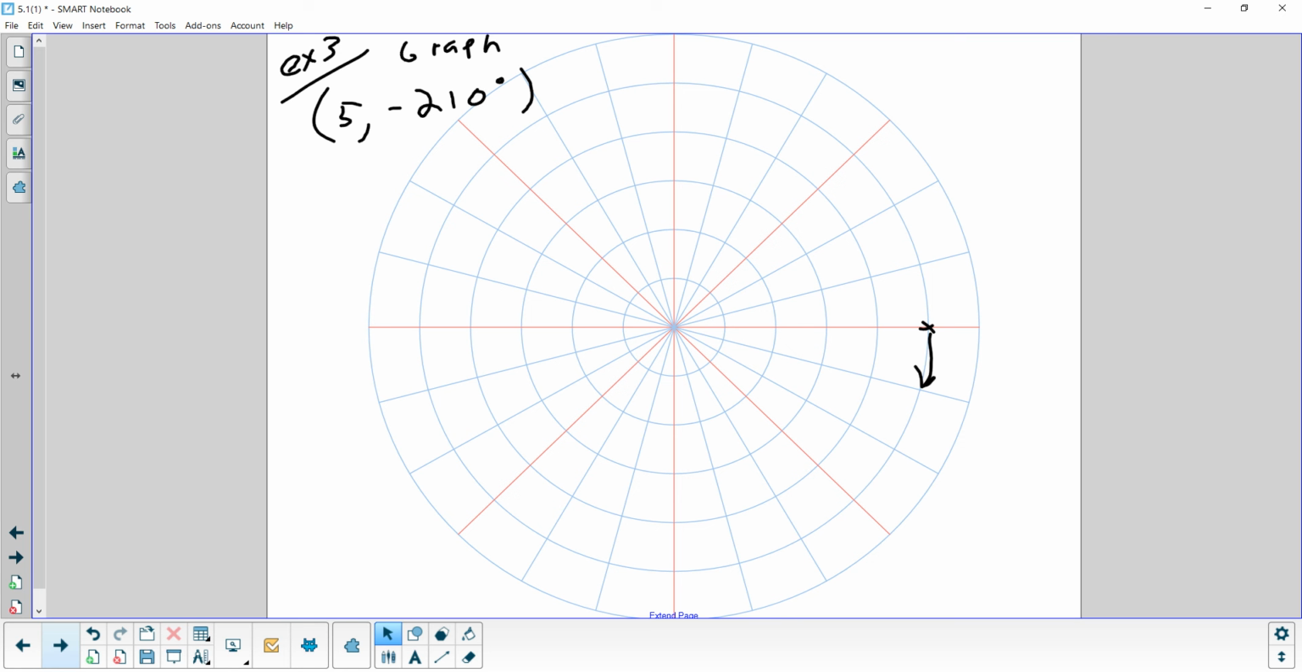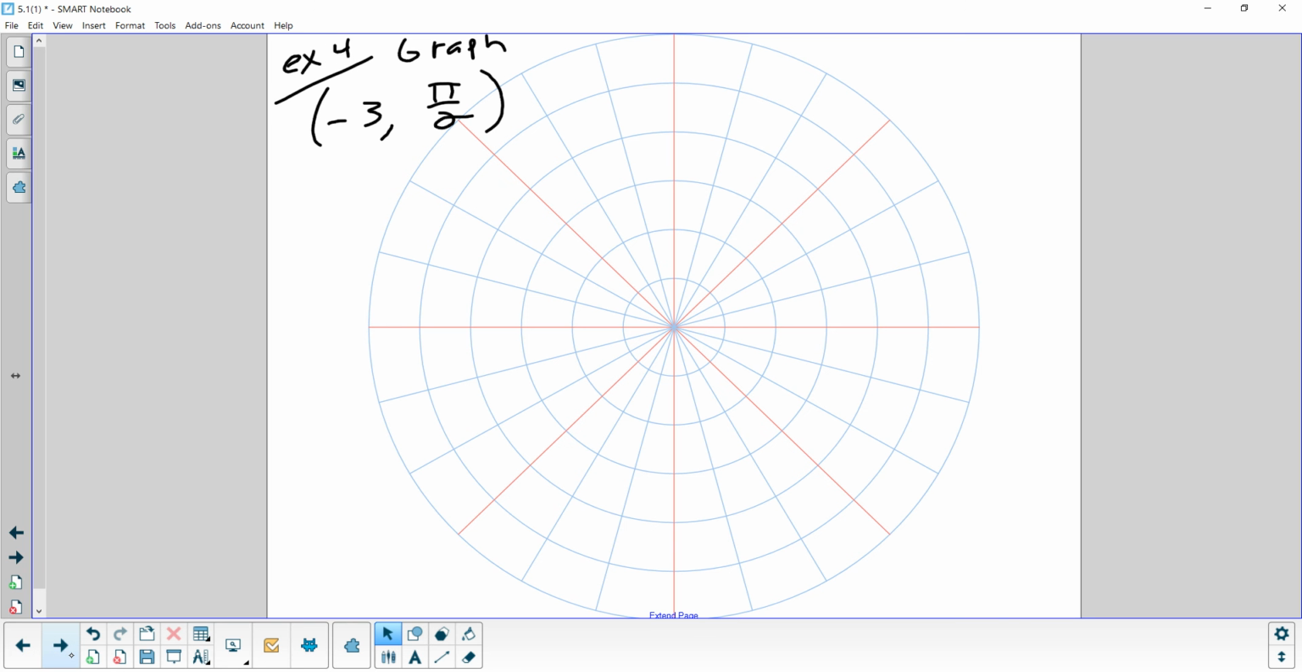Well, if I go halfway around, how much is that? If I go halfway around? So how much is halfway? Halfway would be 180. So halfway is 180, so I got to go how much more? 30. 30 more. So let's go halfway around, and then another 15 and another 15. So there's my point there. So that's 5, negative 210. Okay. Any questions on that one?